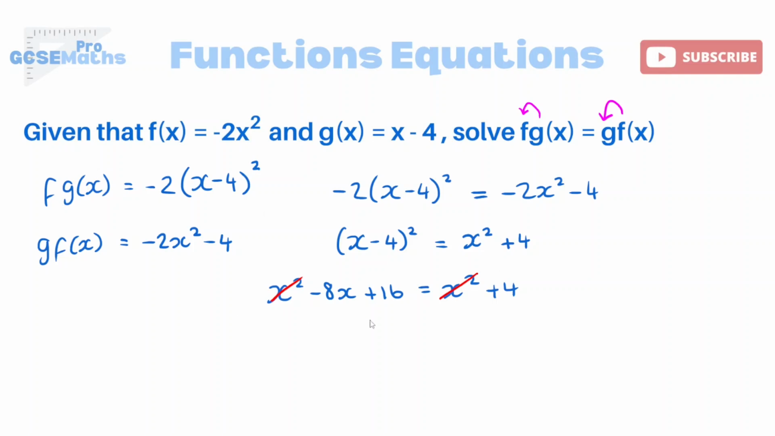So sometimes they can do that, not just in functions, but in other questions, where it looks like it's going to be a quadratic, but actually the x squared parts cancel each other out. So now I've just got a linear equation, haven't I? Do you see how I've got minus 8x plus 16 equals 4?